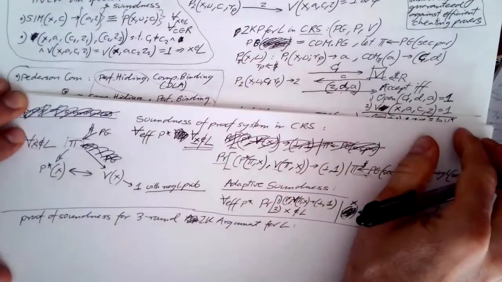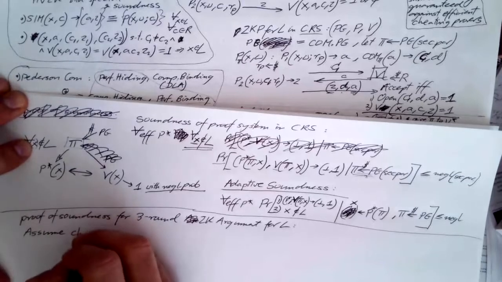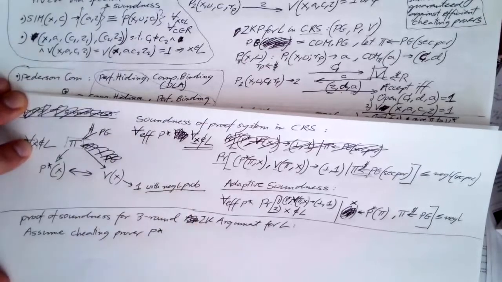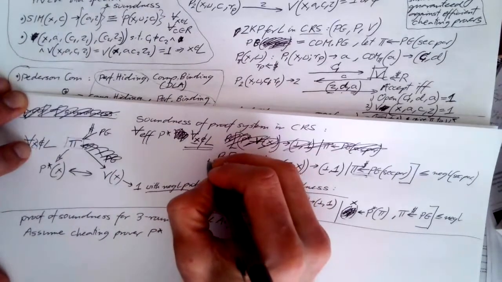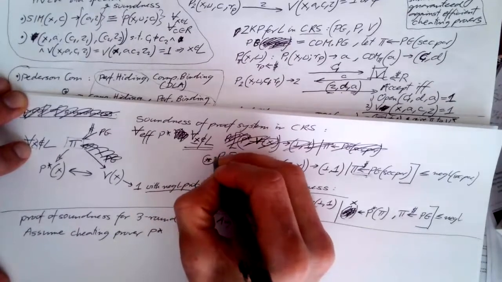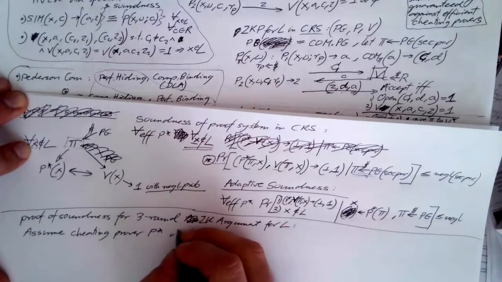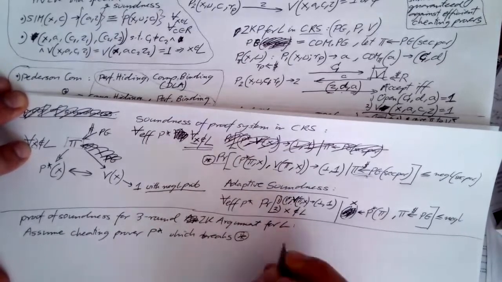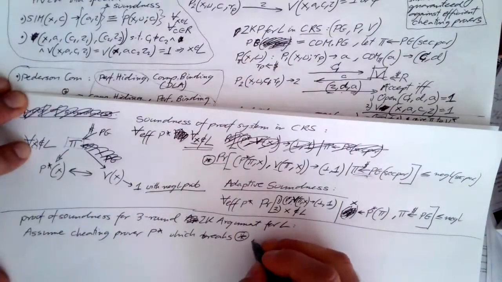So assume a cheating prover P star, which, you know what, let me go for this property, and then let's see if we can hike it up to this adaptive soundness, which breaks this statement for this scheme.